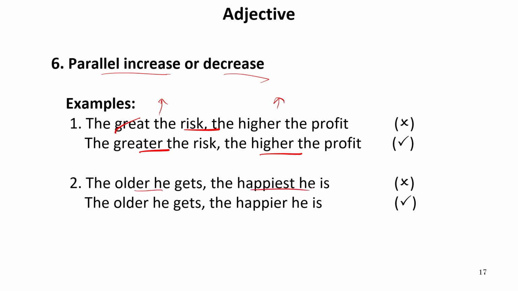The older he gets, the happiest he is. So happiest should be replaced with happier. The older he gets, the happier he is. Now let us move further.